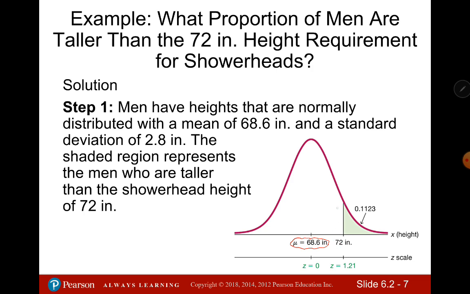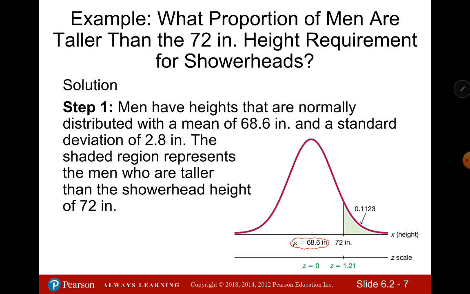Then we know we are interested in the probability greater than 72. If we are talking about greater than some value, it means the area to the right side. So that's why we shaded the right tail. So we are interested in the area of this right tail. So this is the first step, right?